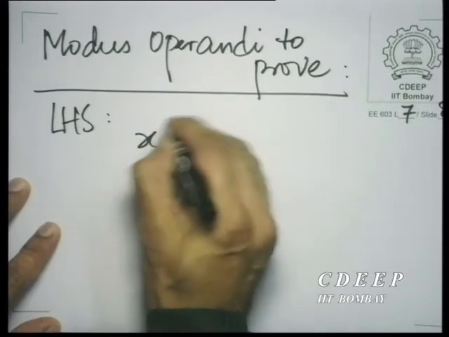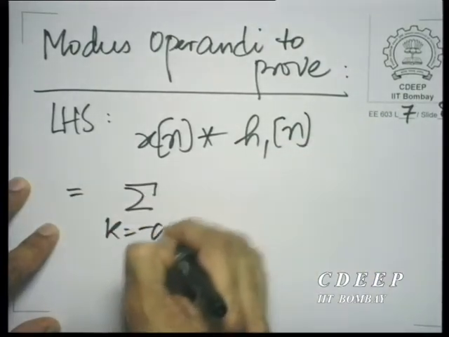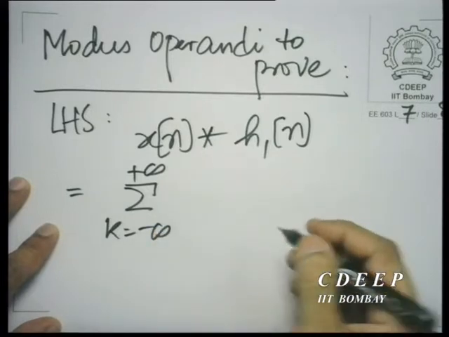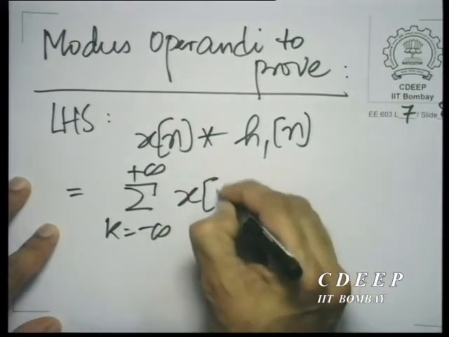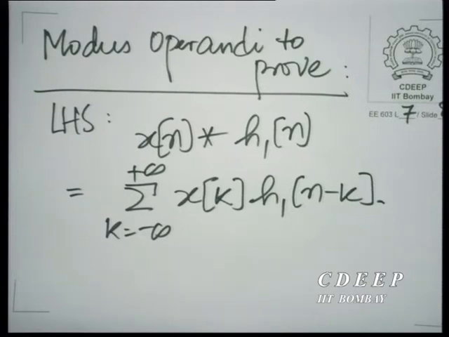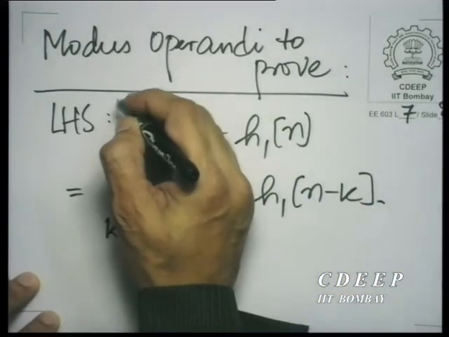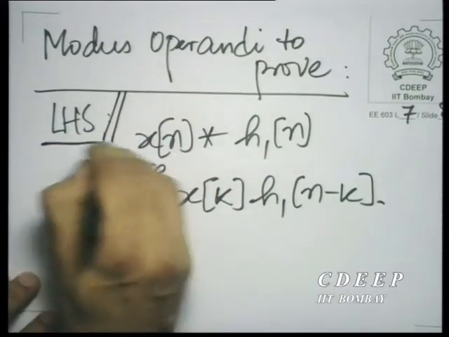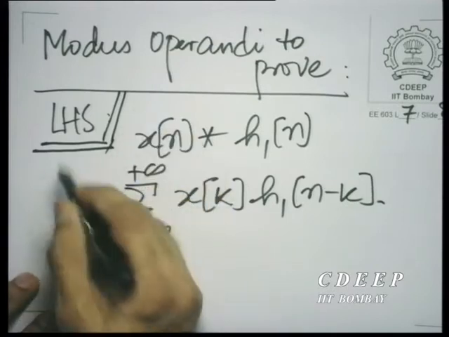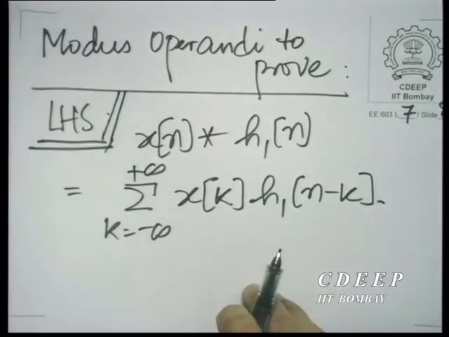Now, Xn convolved with H1n can of course be written as summation on all k xk H1 n minus k, okay. All right. Now, essentially this is a function of n, okay. This is not the whole left hand side, I mean this is just a part of it. So, we are processing the left hand side. That is what I mean by putting this double line here. This is not done, we have just written one part of the left hand side. Now, we will complete this.